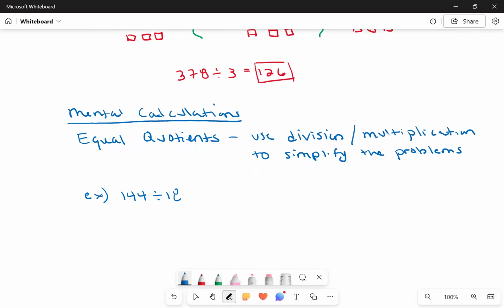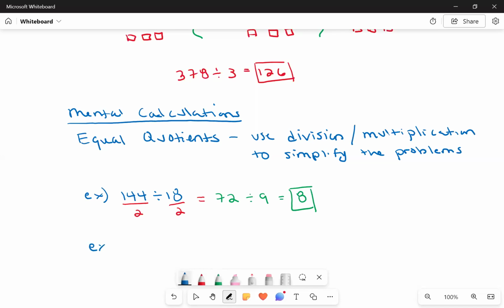I have no clue. So, what I do know is that both 144 and 18 are divisible by 2 because they're even numbers. So if I divide them both by 2, 144 is going to become, let's see, 2 goes into 14, 72. And then 18 divided by 2 is 9. And I actually happen to know that. That's like multiplication tables. 72 divided by 9 is 8 because 8 times 9 is 72. Cool.